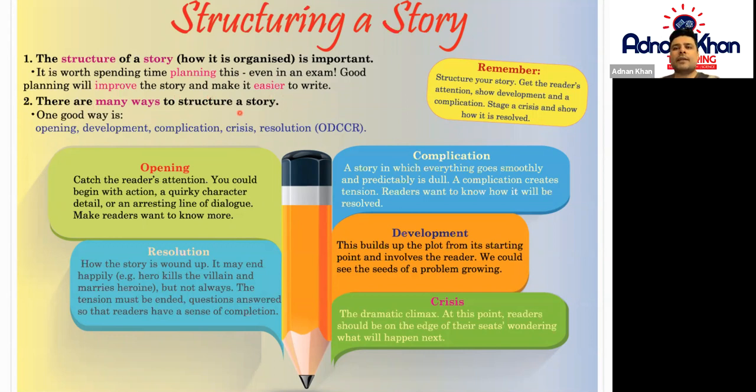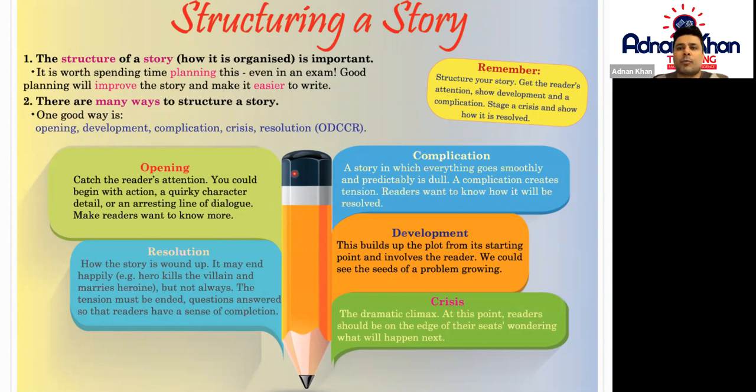So there are many ways to structure a story. One particular way is what we call the ODCCR. What does that stand for? Well, first of all, the opening, then the development, complication, a crisis, and a resolution. So you've got to make sure that in terms of a story, you get the reader's attention, show development and a complication, stage a crisis and show how it is going to be resolved.